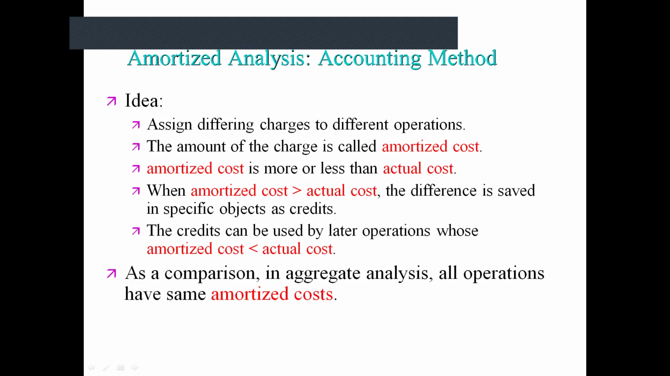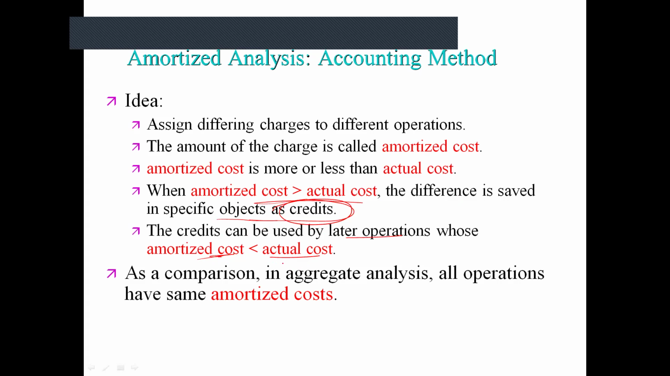When the amortized cost is greater than the actual cost, the difference is saved in specific objects as credits. We call it credit. The credit can be used by a later operation for which the amortized cost is less than the actual cost. So it is something like this.